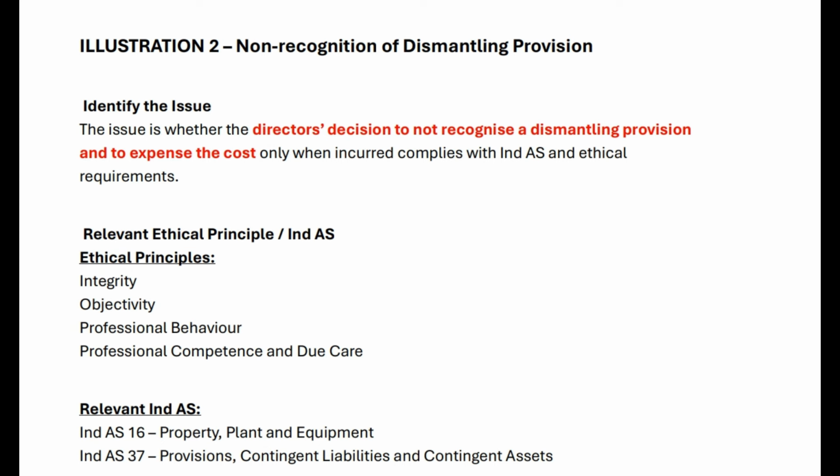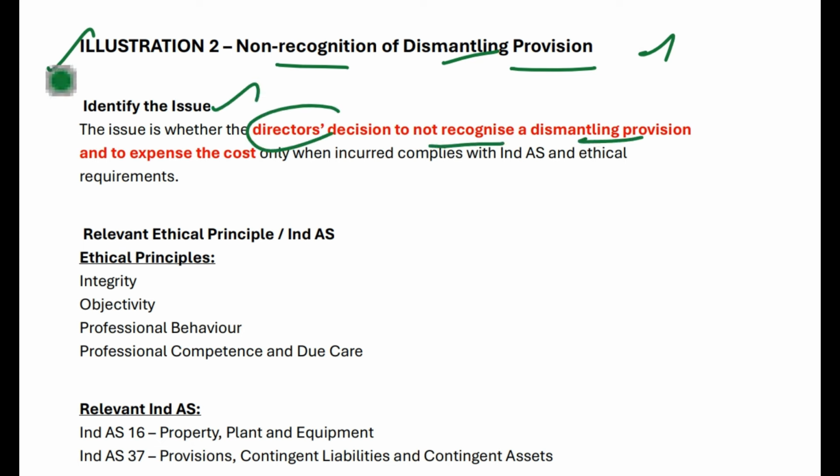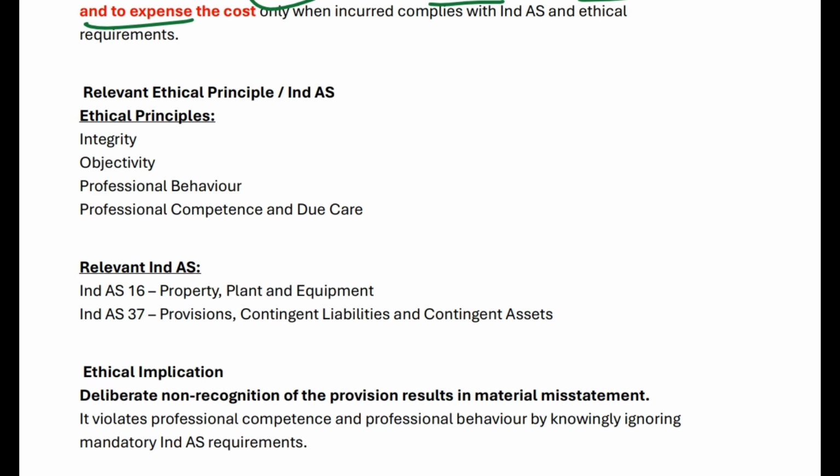Okay, so the next case study is the non-recognition of a dismantling provision. They are saying that whenever the expenses occur, then we will charge it to the P&L account instead of creating the provision. Okay, so this is what the director is saying. That is the director's decision to not recognize a dismantling provision but to expense the cost when it occurs. Okay, now, so this is a problem. So we are going to say integrity, objectivity, professional behavior, and professional competence.